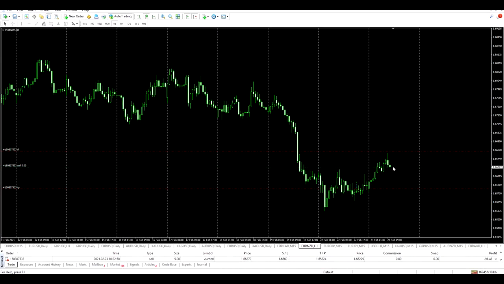And I'm back, and we can see that my entry has just been hit, and so we're in the trade, and I'll be back to monitor the progression of the trade. That's my target there, that's my stop loss, and there's where price is at the moment.